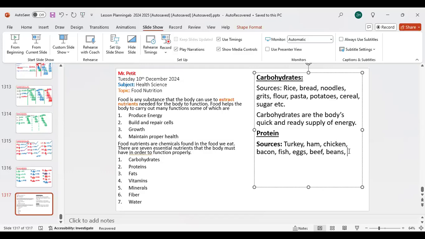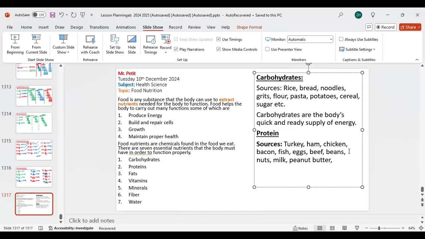Beans. What else? Nuts. And you get beans. You get protein from milk too. Milk. Yeah, how can I forget milk? And peanut butter. Yes, peanut butter.